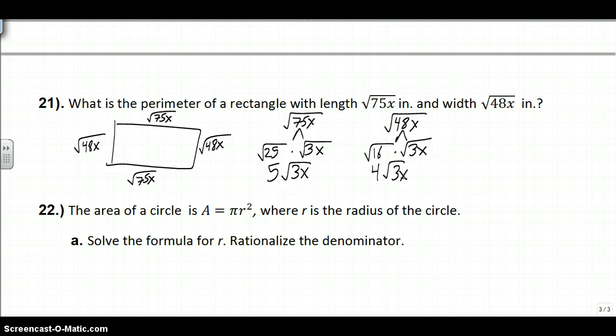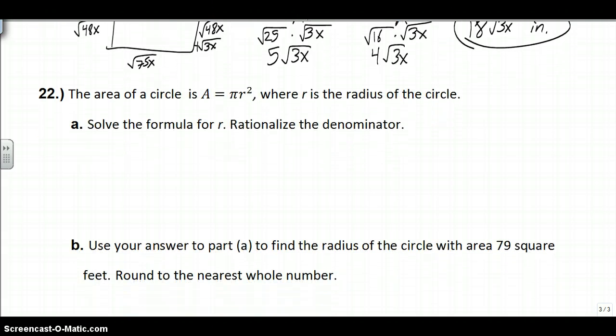So anyway, you add all those up. This one equals 5 square root of 3x. This one equals 4 square root of 3x. You add all those up. You get 5 and 4, which is 9. Double that, you get 18 square root of 3x inches. Not so bad.